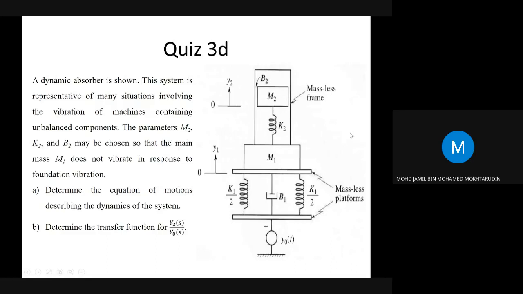Diorang, ada orang kata soalan macam ni selalunya boleh jumpa dekat subjek vibration. So siapa yang nak ambil vibration? Wah, senang je benda ni. Okay, 3D.